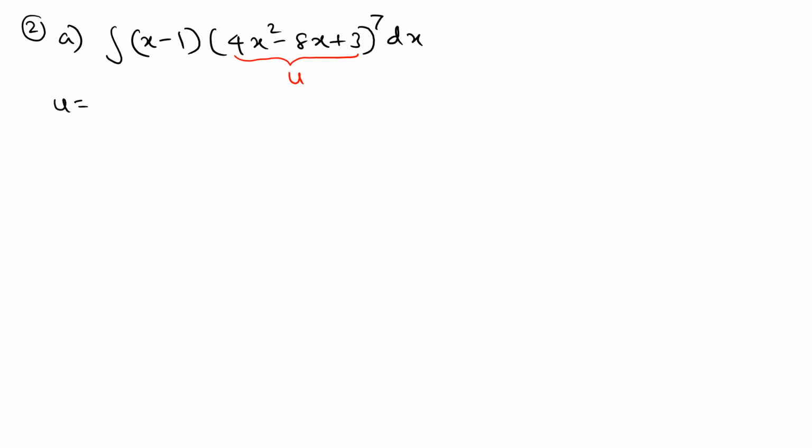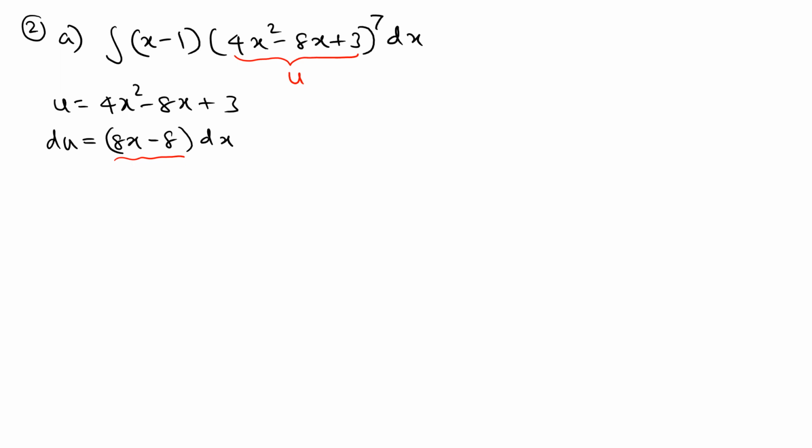We're going to say u equals 4x squared minus 8x plus 3, and then take the derivative. Once you take the derivative, you can see that this is 8x minus 8 times dx. That's what we normally do. Now we're going to do a little bit of manipulation here. If you look at the derivative, there's an 8 here, but in our problem we only have x minus 1. So you can see 8 is missing.